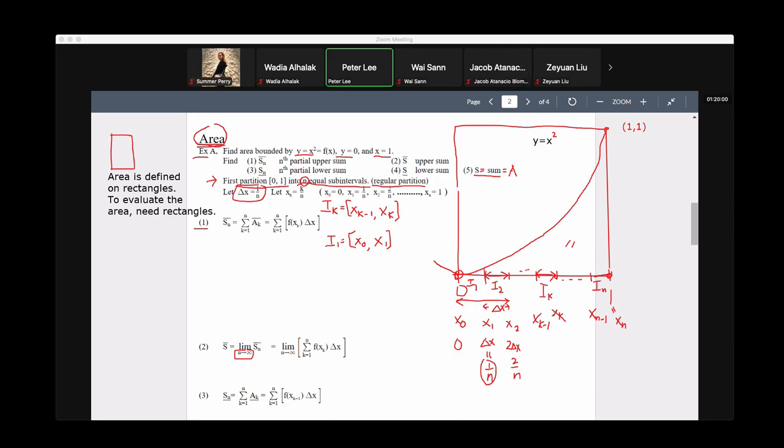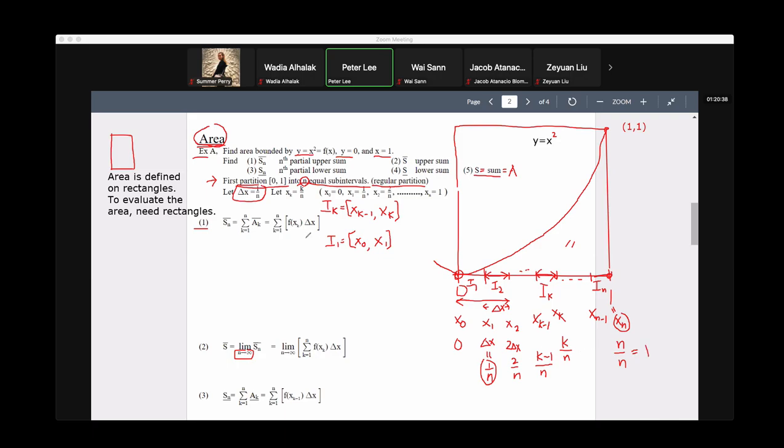Now if you look at x of k minus 1, that will be k minus 1 over n. What is our x of k? x of k is k over n. And then what is the last one right here? This is x of n. You can plug it into this I sub k formula. x of n is actually n over n, which comes out to be 1. In fact, x of n should be 1. So we get this right here.